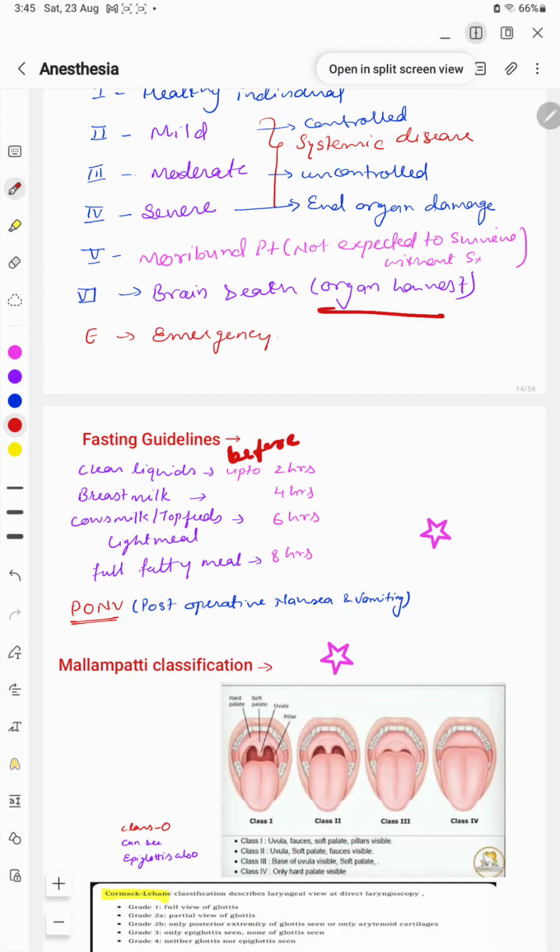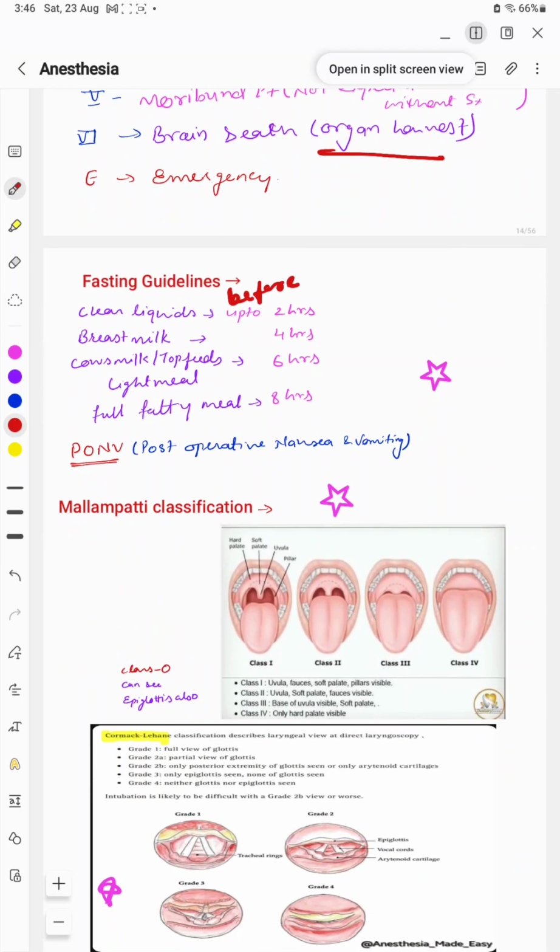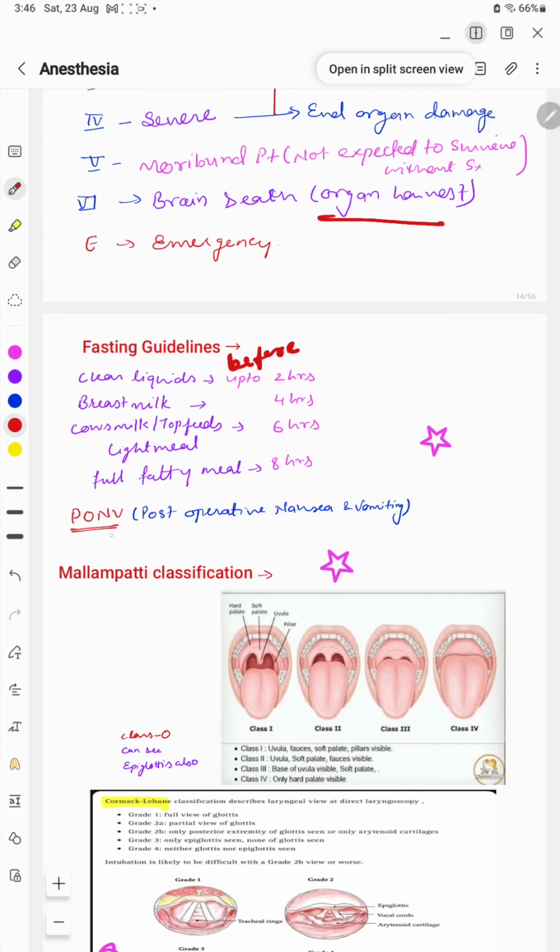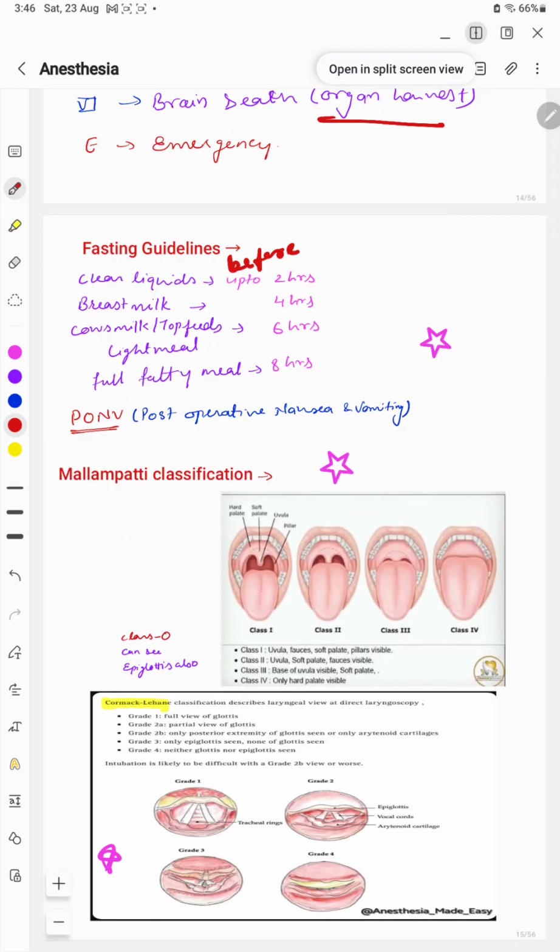Okay, so clear liquid like water, apple juice, Coca-Cola, you can take up to 2 hours before surgery. Breast milk 4 hours before. Cow's milk, top feed or light meal, 6 hours before. And a full fatty meal, 8 hours before. The most common complication after surgery is postoperative nausea and vomiting. I already told you, this is also a very important topic.